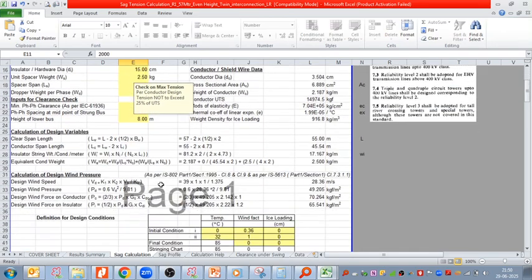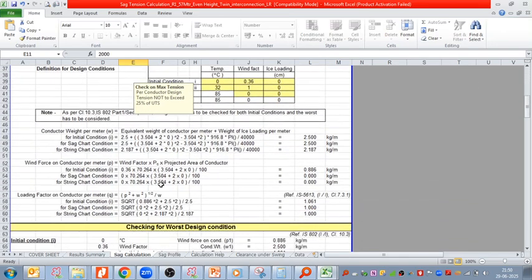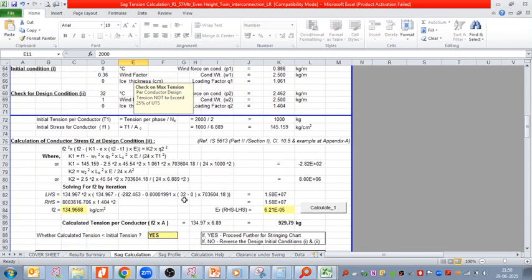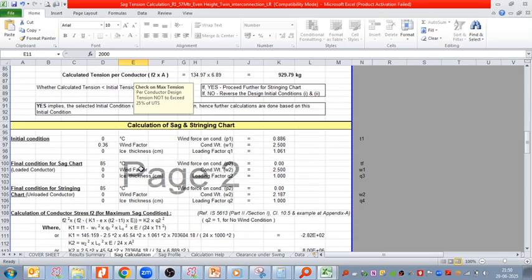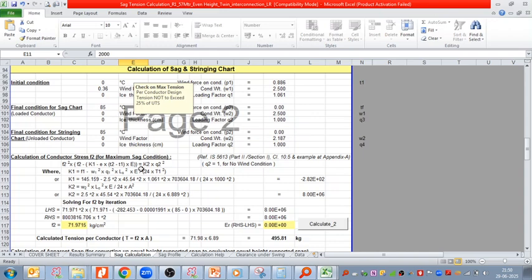Correct, sir. Maybe you can correct me, maybe you know some alternative method, so you can interrupt me. Generally for the TL, we are performing from the PLSCAD software.